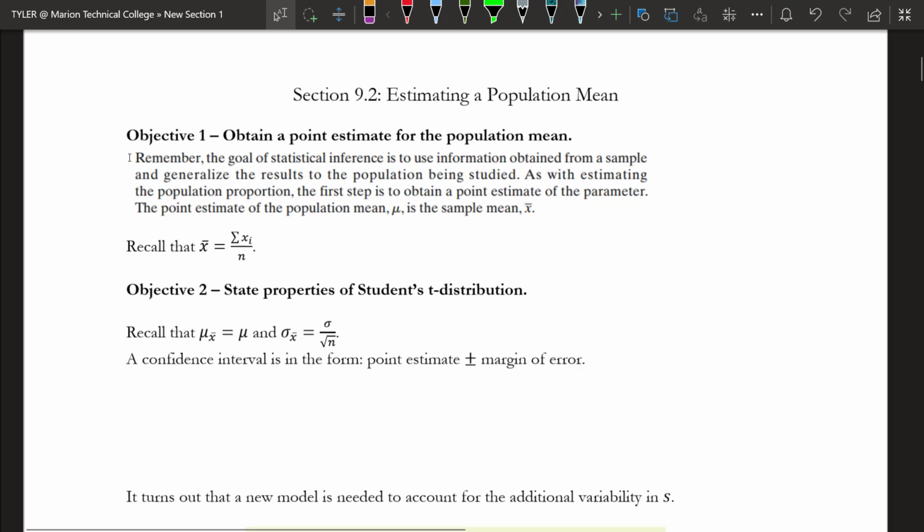Just as a reminder, the goal of statistical inference, which is what we're doing now, is to use information obtained from a sample and generalize the results to the population being studied. As with estimating the population proportion, the first step is to obtain a point estimate of the parameter. The point estimate of the population mean mu is the sample mean x bar. Recall that you can find x bar by adding up all your data values and dividing by n. So that's what that equation here is.